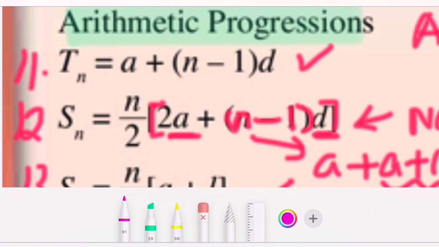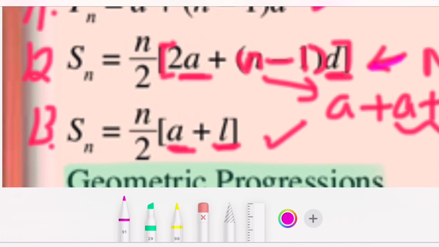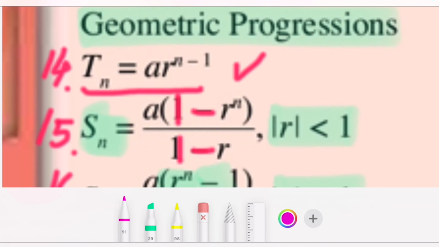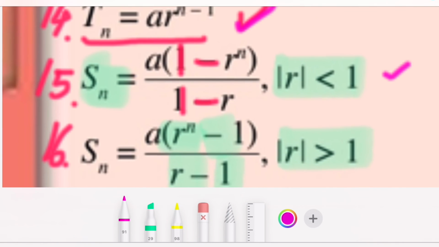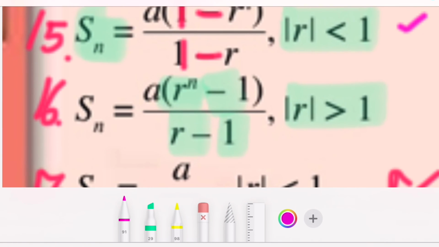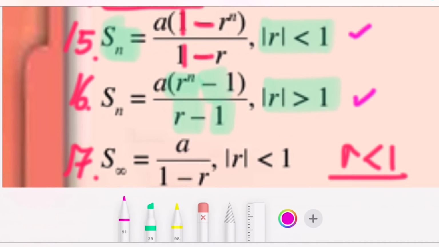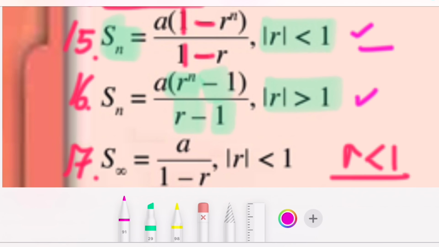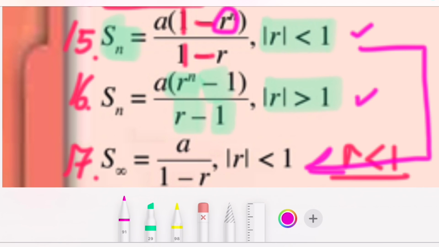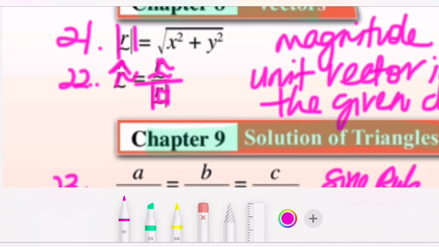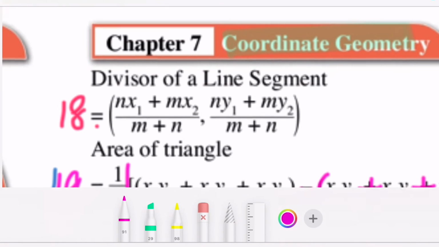Progression is the n-th term. This is Sn. For the last term not given, and this one where the last term is given. For GP, this is Tn. And this is the sum for the first n terms when r is less than 1. And then this is for r more than 1. And notice that this sum to infinity comes from here by letting this be 0, right? Sum to infinity.